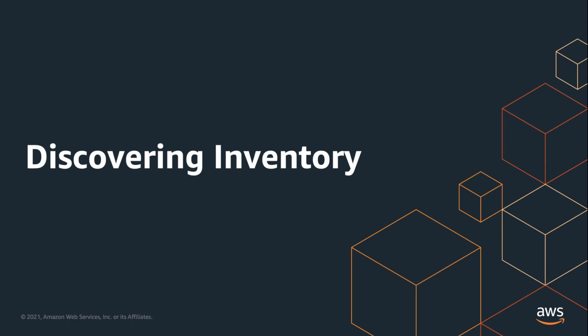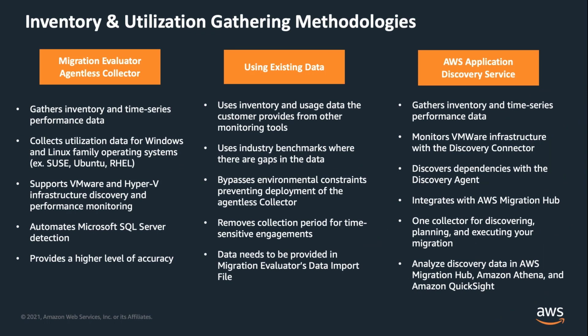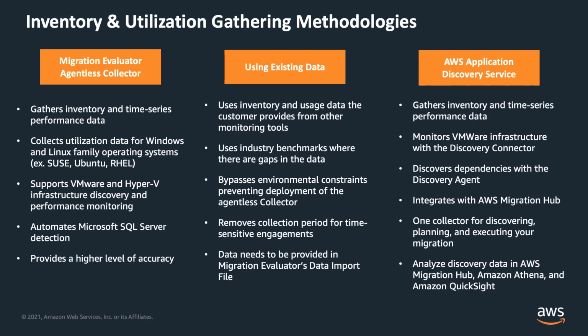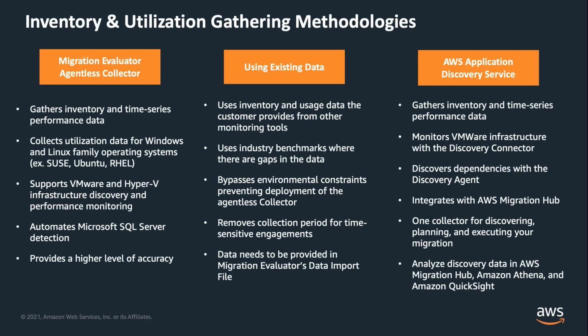In this section, we will look at the various methods of discovering inventory and gathering utilization data from your on-premises environment. We have 3 methods to gather data for an assessment. The first is our Agentless Collector. This is a piece of Windows software that we supply to you for installation in your data center. This can gather data from VMware, Hyper-V, bare metal servers, and can perform SQL version detection. We can use existing data from your CMDB or other data source. Or we can use data from the AWS Application Discovery Service, or ADS, collector. Now let's look at each one of these in more detail.